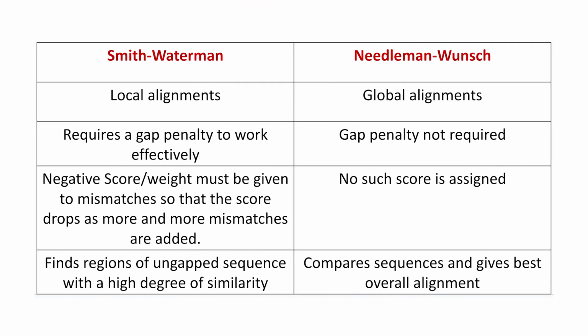Smith-Waterman requires a gap penalty to work effectively, whereas Needleman-Wunsch does not require one. The Smith-Waterman algorithm requires that no negative scores are used in the initialization, whereas there is no such condition in Needleman-Wunsch. Smith-Waterman finds regions of ungapped sequences with a high degree of similarity, whereas Needleman-Wunsch compares sequences and gives the best overall alignment.